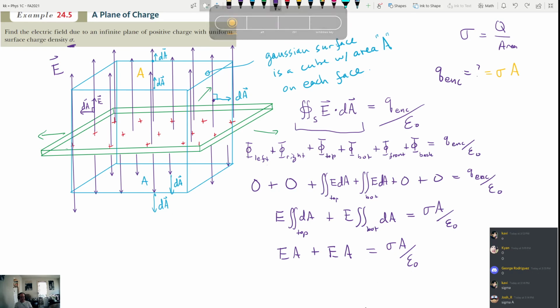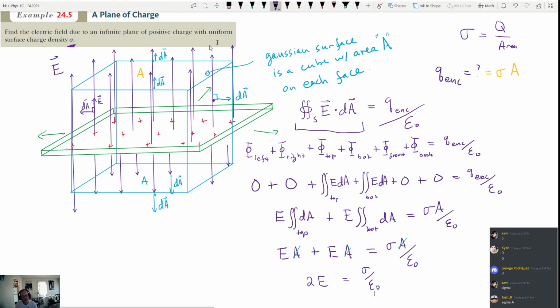So the areas can all cancel out of our equation because there's an area in every single term. And what we get is 2E on the left-hand side. On the right-hand side, we just have sigma over epsilon naught. And then the final result is, to keep everything nice and neat, that in this scenario the electric field is equal to sigma divided by 2 epsilon naught, which is the same answer that we got in the previous chapter.